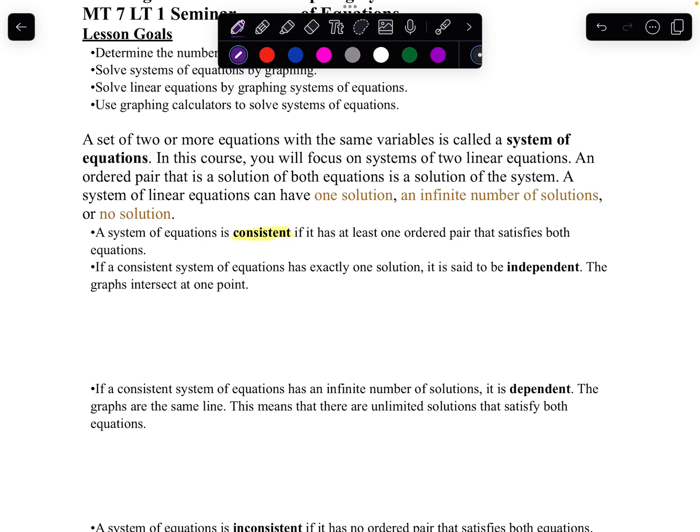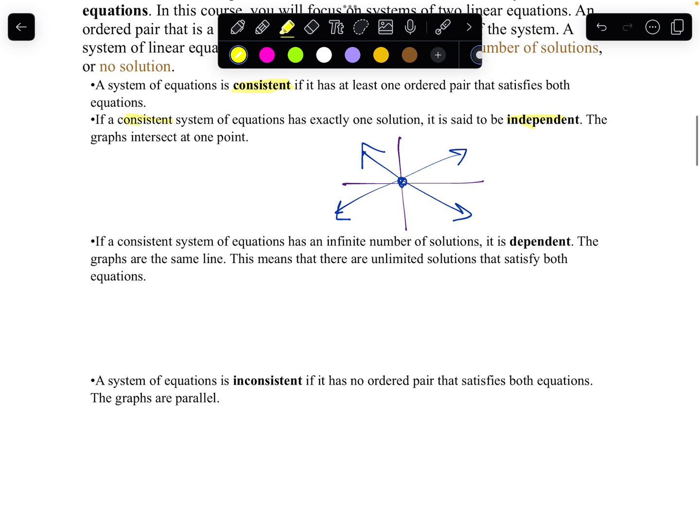So if I graph 2 lines and those 2 lines intersect, that is going to be independent and consistent. Consistent because it has an answer, independent because we have 2 separate lines. Now, if I have 2 lines, but one is exactly on top of the other, let's draw one like that. I'm not very good at drawing, so we'll kind of go with that.